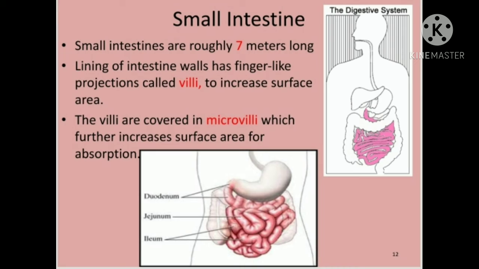Coming to the last portion of the small intestine, the ileum. It is about 3.5 meters long. It is highly coiled and a little broader than the jejunum. The ileum opens into the cecum of the large intestine at the ileocecal junction. So, this is all about the small intestine. We will see a little more in the next slide.